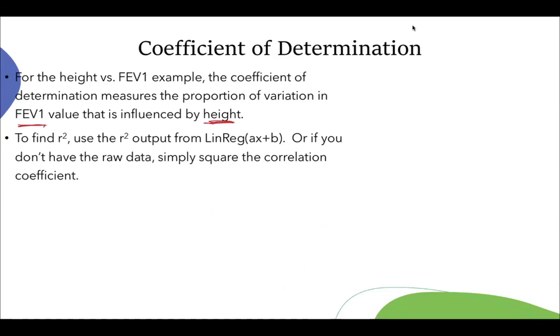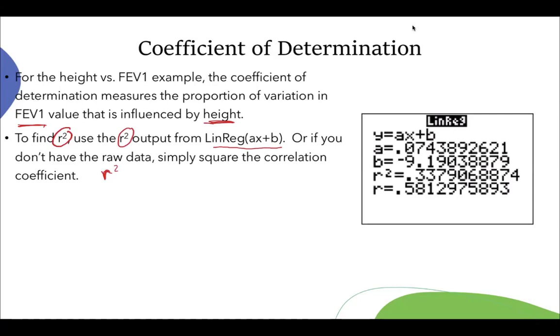R squared is found using LinReg ax plus b and noting the R squared value in the output. That's when you have the raw data. If you don't have the raw data, you can simply square the correlation coefficient. So if you have R, like if it's given to you in a problem and you don't have the raw data, you could find the coefficient of determination by squaring that value of R that was given to you.